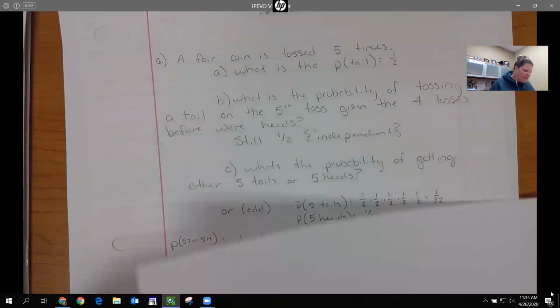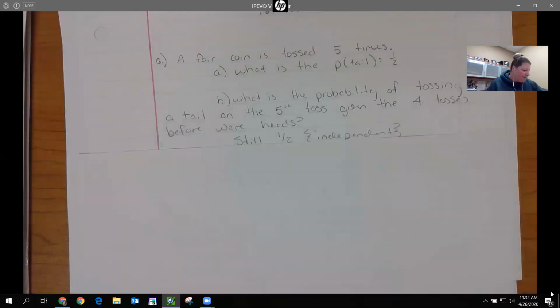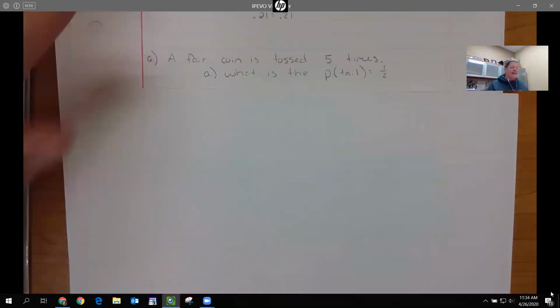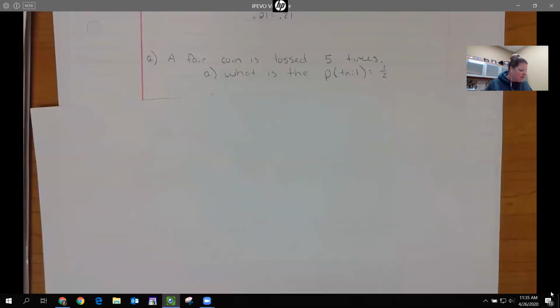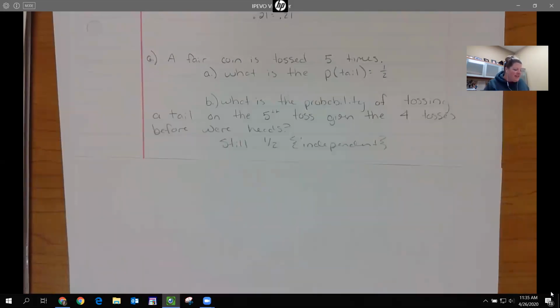A fair coin is tossed 5 times. 1, 2, 3, 4, 5. What is the probability of getting a tails? It's 0.5 or 1/2, right? So what is the probability of tossing a tail on the 5th toss, given that the 4 tosses before were heads? It's still 1/2. It's independent. Each toss, it's 1/2, 1/2.